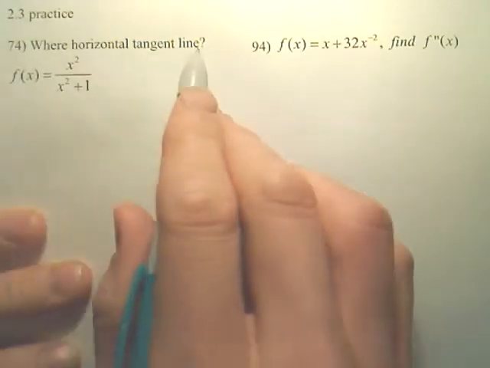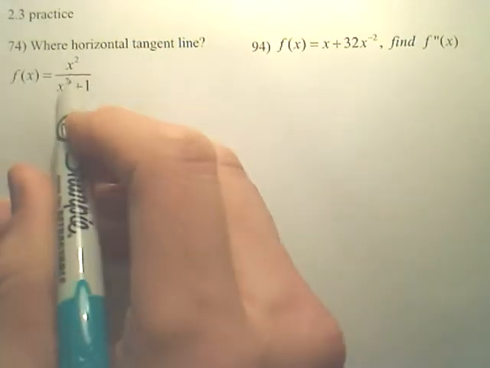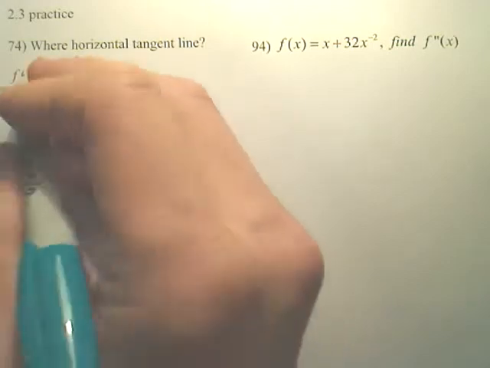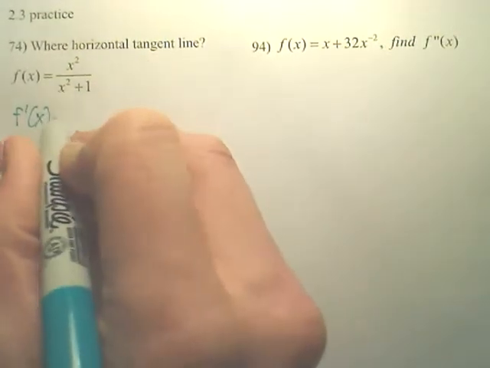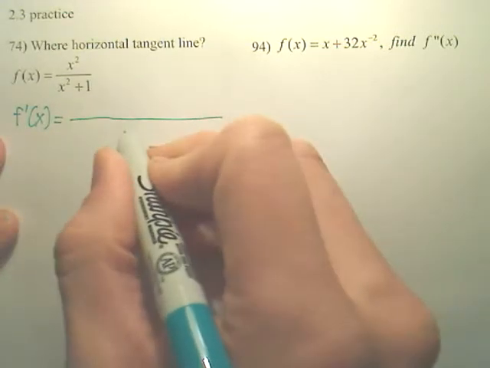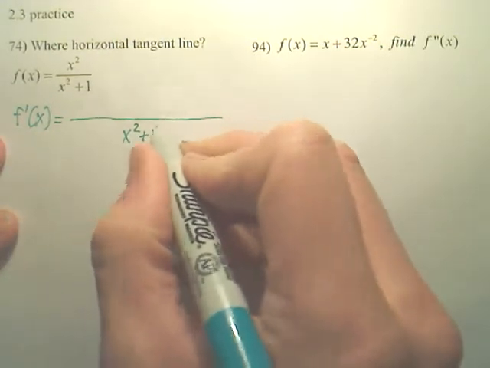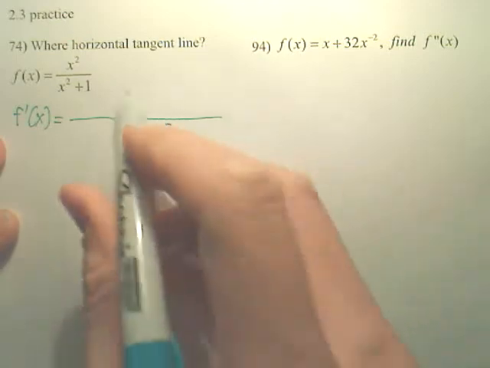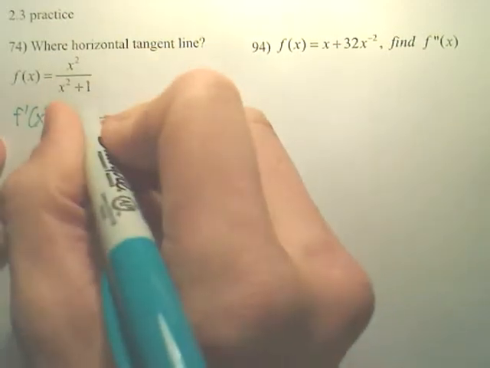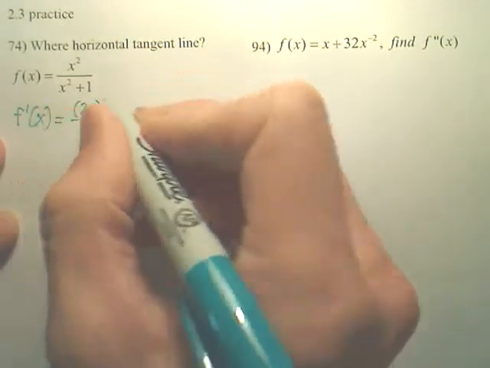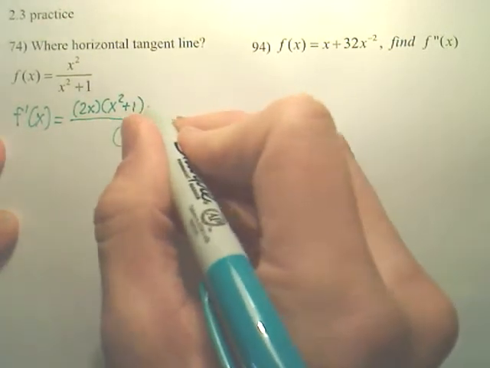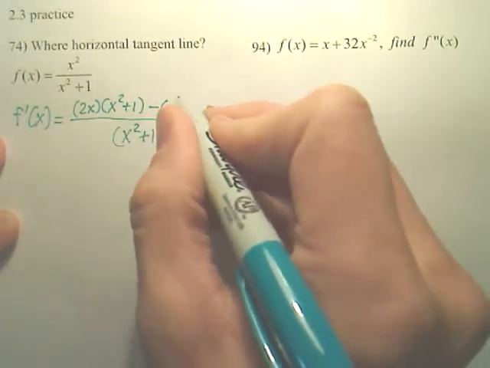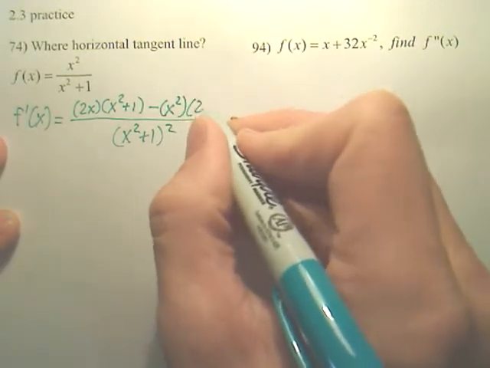All right, find the horizontal tangent line, or where is it? To find the horizontal tangent line, you want to set the derivative equal to 0. So to find the derivative, you have to use the quotient rule. For the quotient rule, you square the bottom, and then you derive the top, which is 2x, leave the bottom, minus, leave the top, derive the bottom.